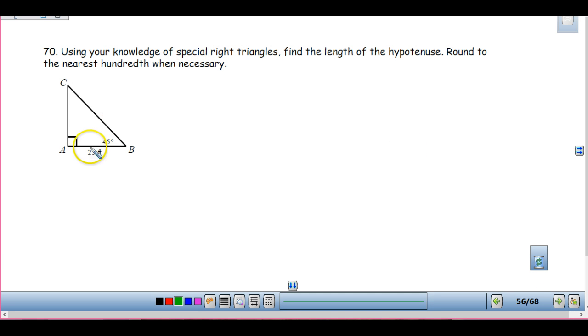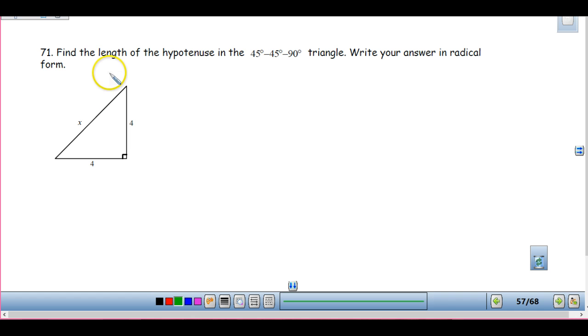Okay, same thing with this. This is 45, this is going to be 45. So if this is 23, this is going to be 23, and then this is just going to be 23 times the square root of 2. Okay, 45, 45, 90, this is 4, this is 4. Yes, you could totally do Pythagorean theorem and figure this out if you want, but it is just the leg times the square root of 2. So 4 square root of 2.